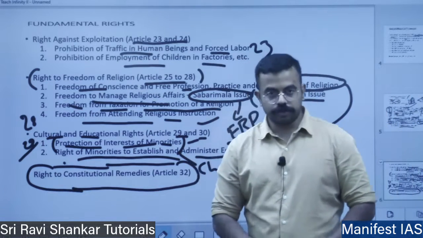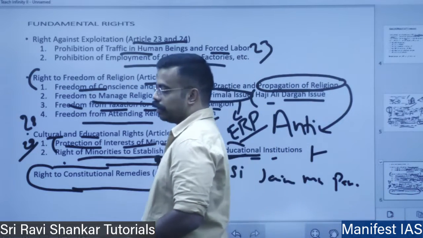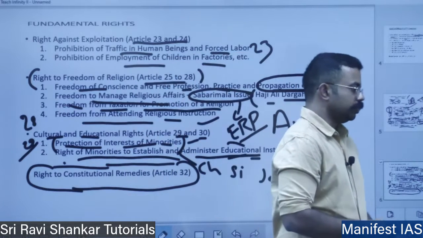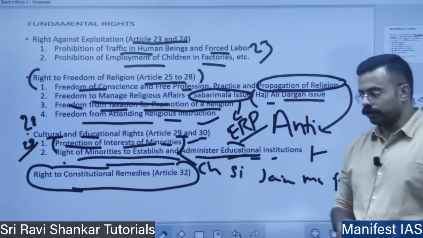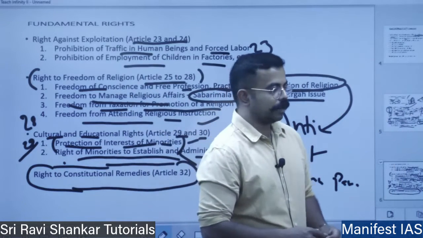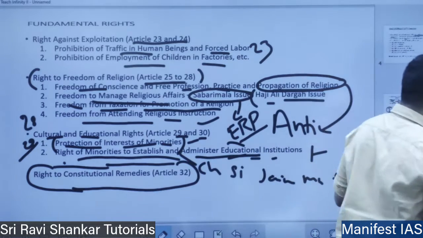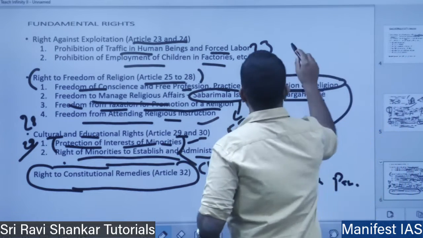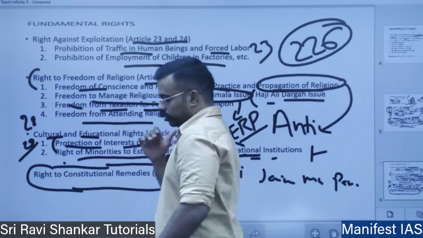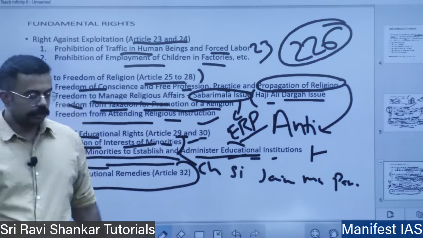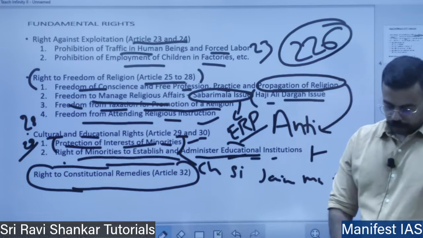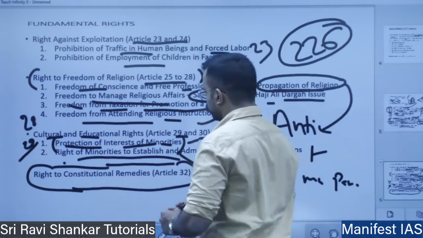Whenever fundamental rights are violated, majorly by the state, the citizens can directly go to the Supreme Court under Article 32. Under what provision can they go to the High Court when fundamental rights are violated? Article 226. Under Article 226, they can go directly to the High Courts to enforce their fundamental rights.